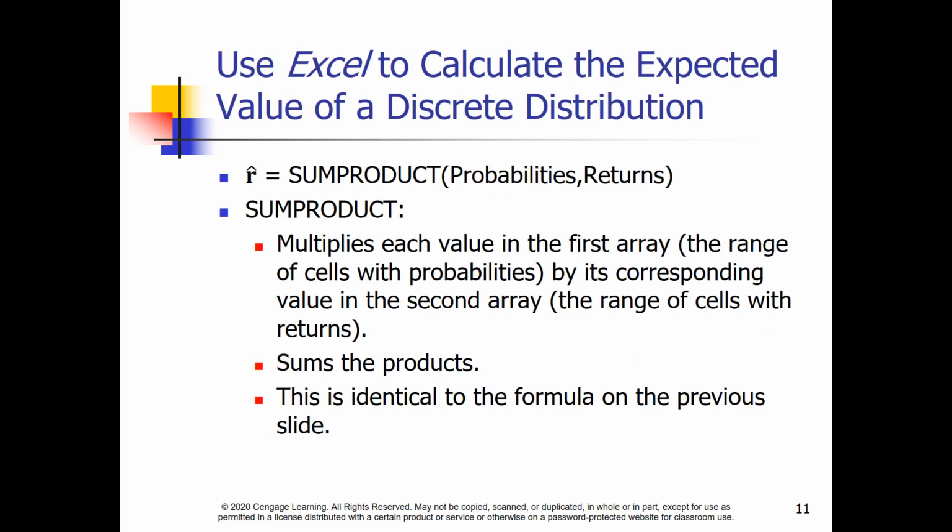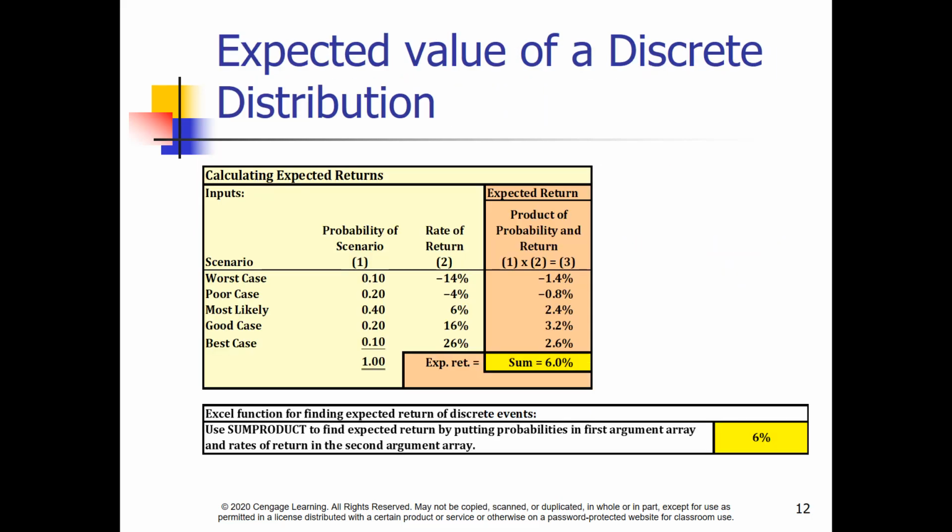Excel has a function that will calculate a weighted average given the weights or probabilities in one range and the expected values in a second range, SUMPRODUCT. This shows the use of the manual and the Excel functions.